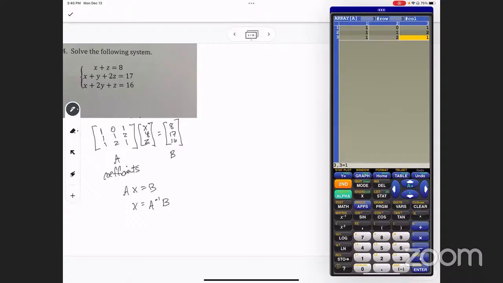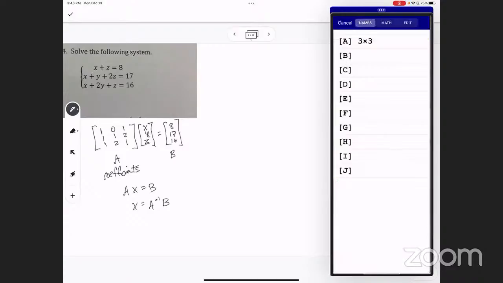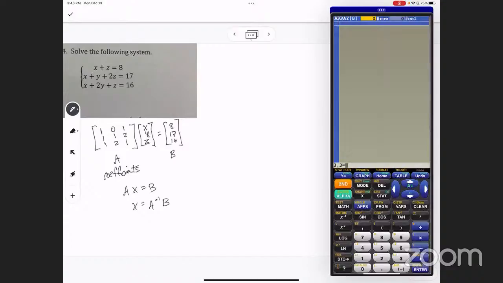Now let's do the same thing. Let's go back to matrix, second matrix, and let's edit. So I went over to edit. Let's edit the B matrix. And this B matrix is 3 rows by 1 column. Got it? So this is a 3 by 1 matrix, and this is a 3 by 3 matrix, just so you know. And I'm going to just type in 8, enter, 17, enter, 16, enter.